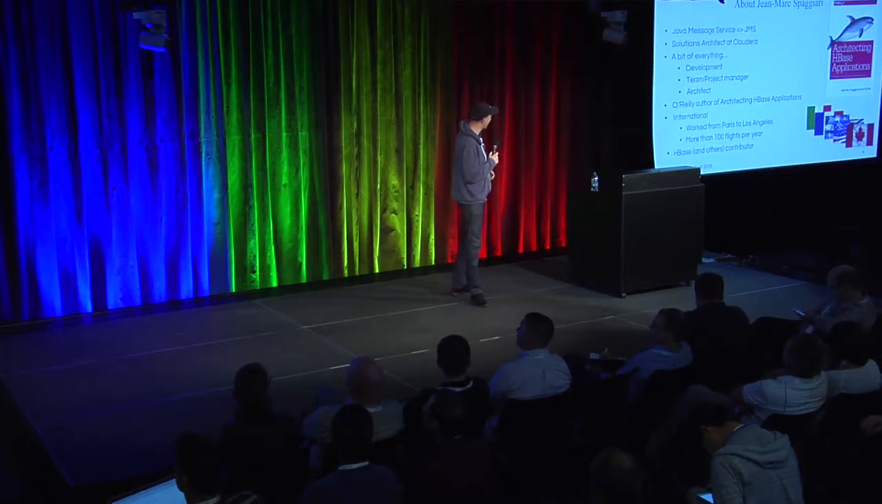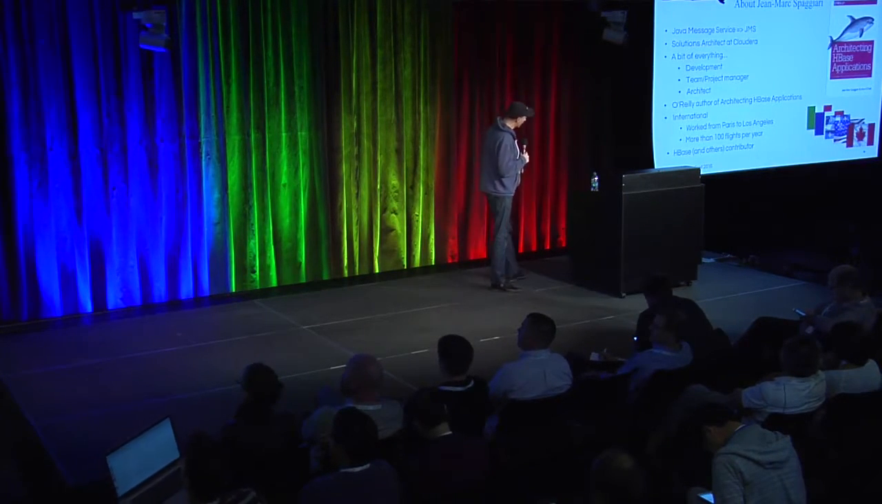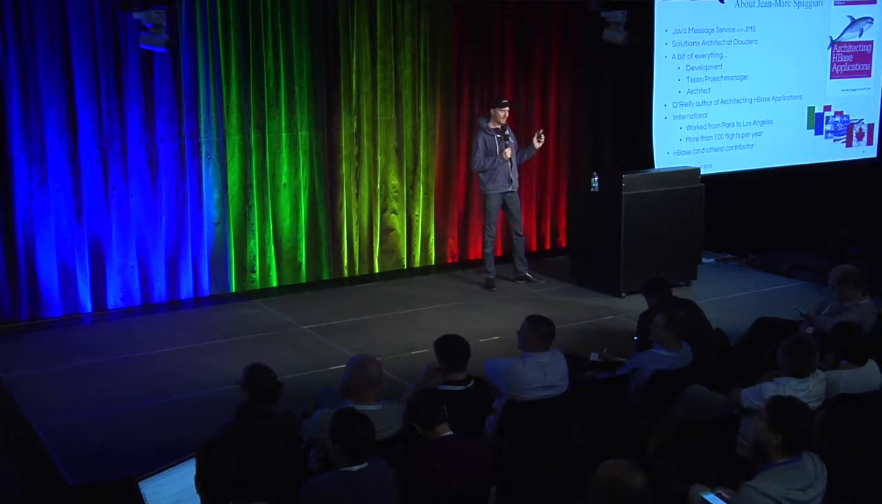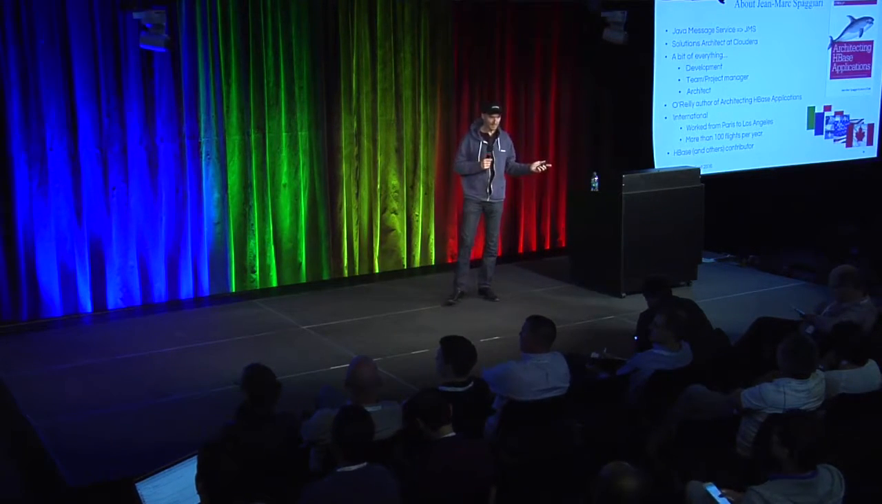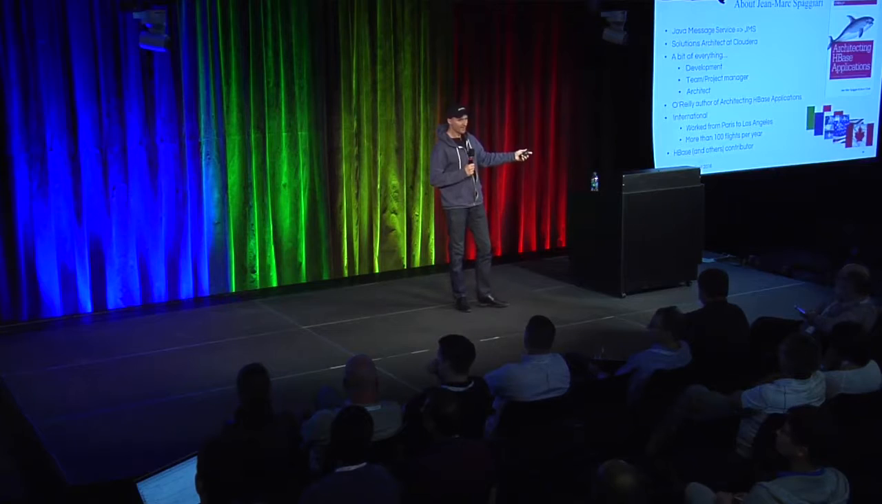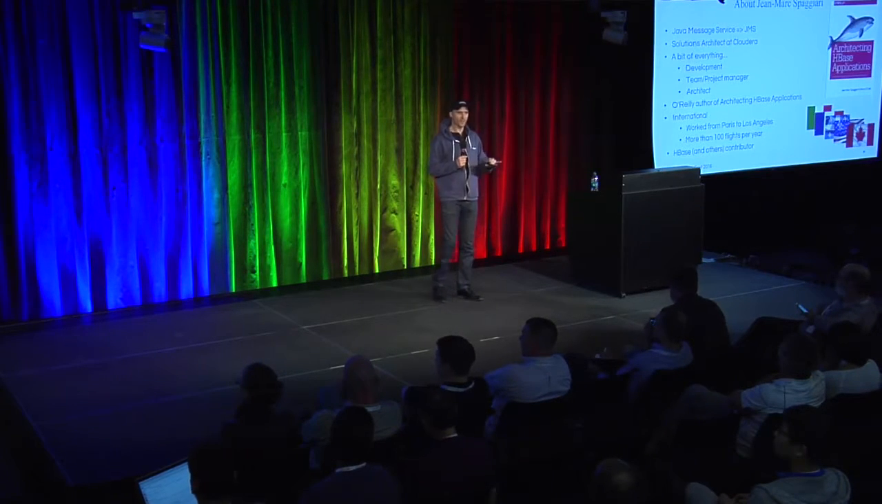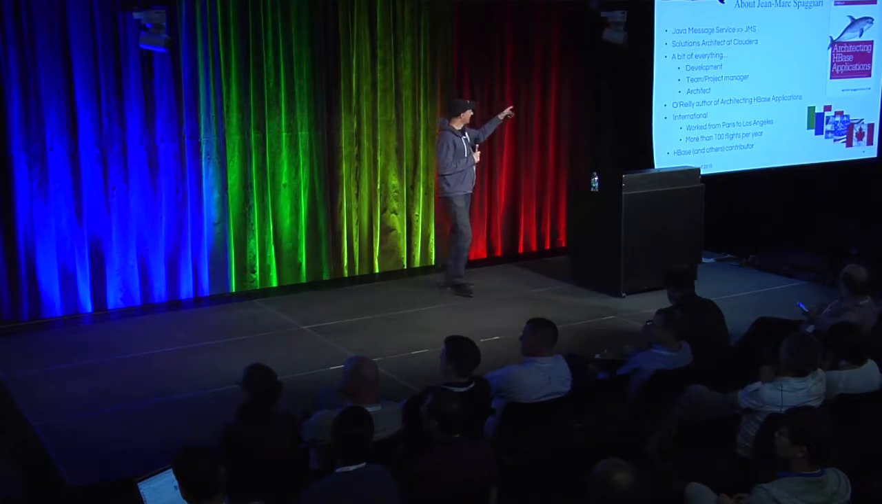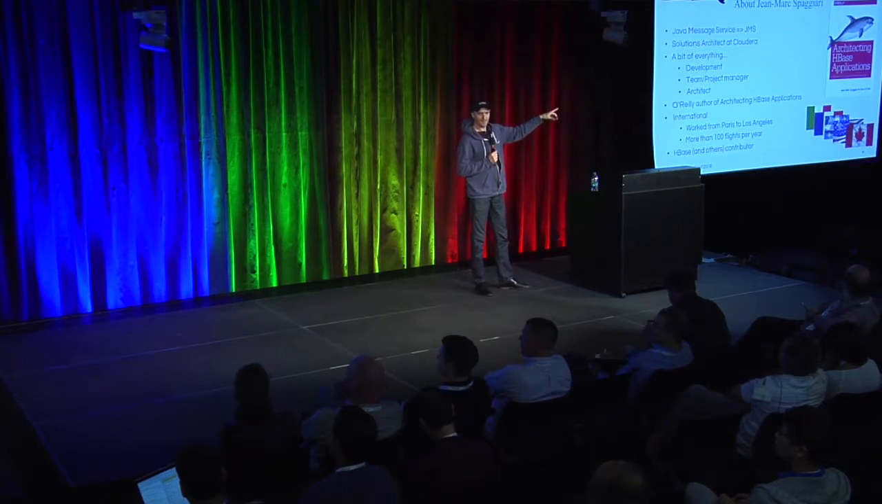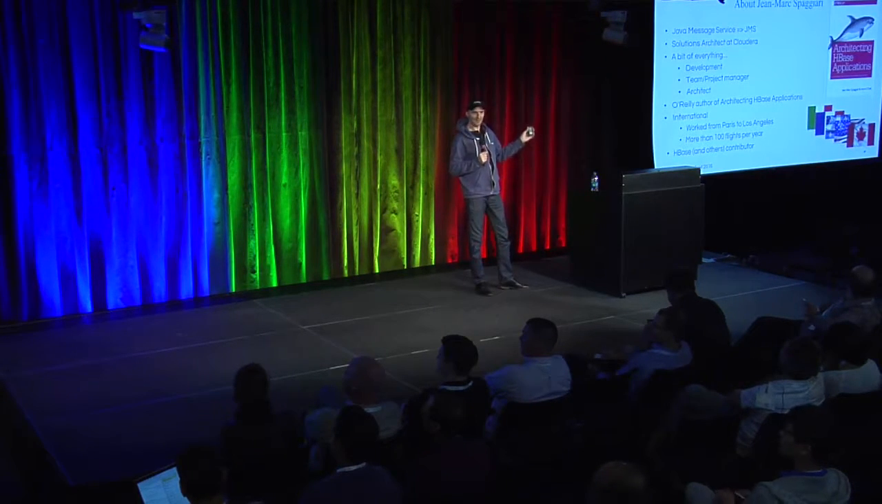Just one slide about myself. My name is Jean-Marc Spaggiari. I have an Italian name. I'm born in France, I live in Quebec, I work in the US. I'm Canadian, so don't ask me where I am from. I have no idea. My name is Jean-Marc Spaggiari, GMS. Thanks to my parents for that. GMS for a Java guy is absolutely perfect.